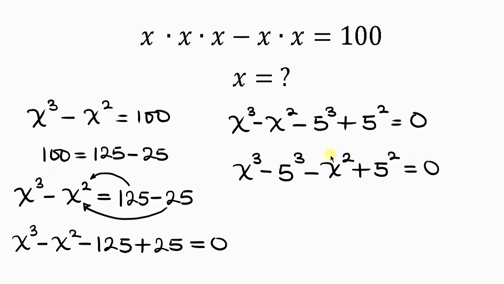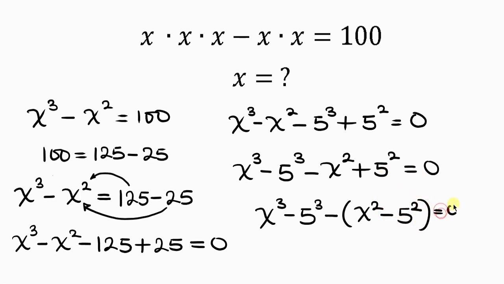Well, I'm going to be putting this inside of a bracket. So we have x cubed minus 5 cubed minus, like I said, putting this inside of a bracket. So we open up a bracket, x squared, and now minus times plus gives minus, and then 5 squared. Very good. Equal to 0. So we have two properties here. We have the difference of two cubes, and we also have the difference of two squares.